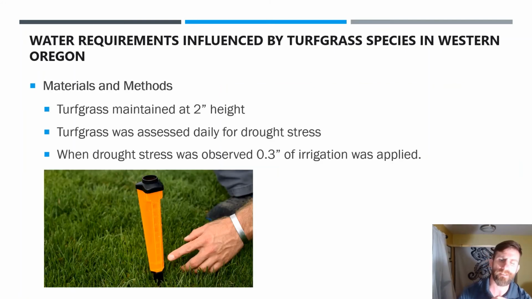And some other methods and materials used in this project. We maintained the turfgrasses in this project at a 2-inch height. Turfgrass was assessed daily for drought stress. So when drought stress was observed, irrigation was then applied at 0.3 inches. Okay, so the turf was regularly assessed and then irrigation was applied to prevent drought stress from getting any worse, and reapplied when observed again.